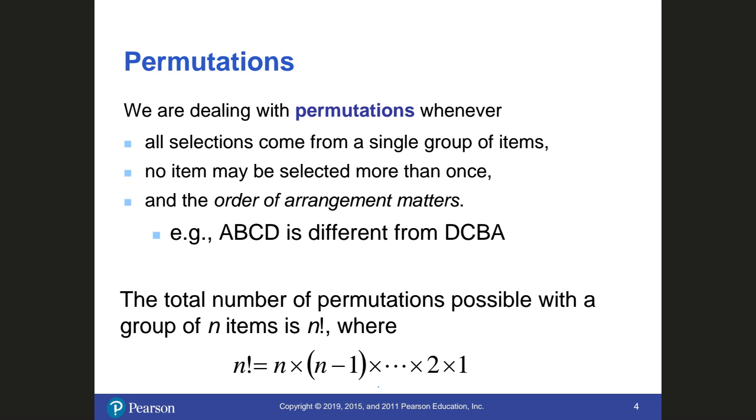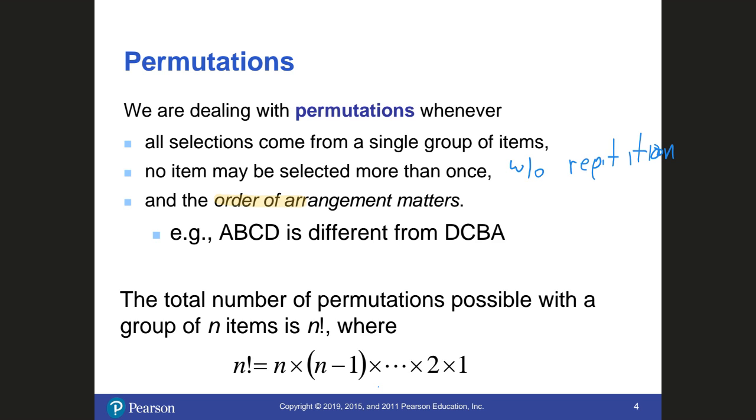All right, and the other kind of counting we need to do are things that are called permutations. So and this is important, you need to be aware of what a permutation is. We're dealing with a permutation whenever all selections come from a single group of items. Nothing can be chosen more than once. In other words, this is one of the things that differentiates it from what we had just did. So this is without repetition.